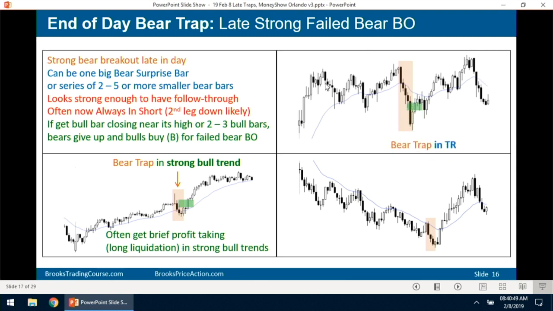The same thing can take place in a trading range. Here we have 5 consecutive bear bars and a very big bear bar. But whenever you see a big bear bar and you look to the left and it's possibly testing a prior low, it might be a sell vacuum test of support.